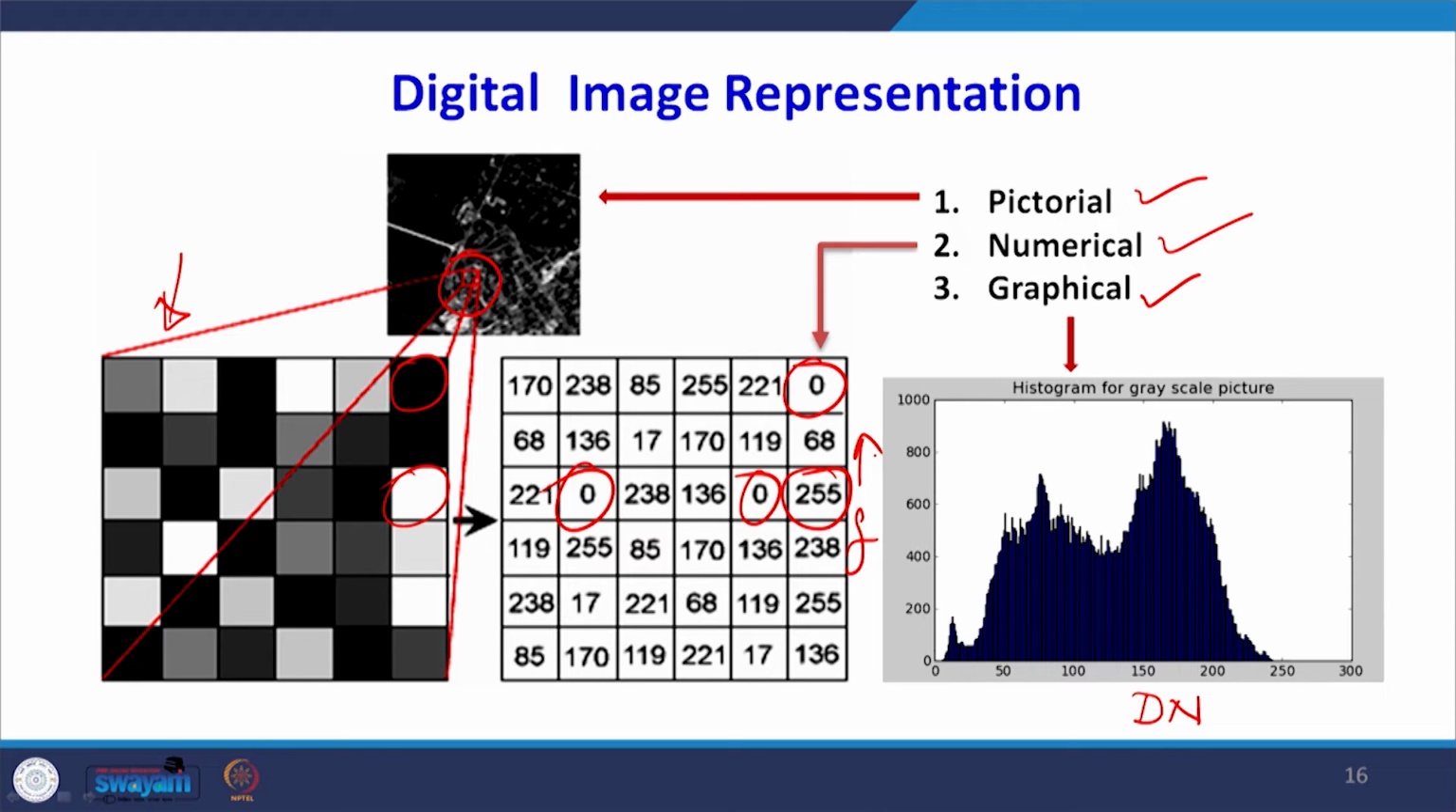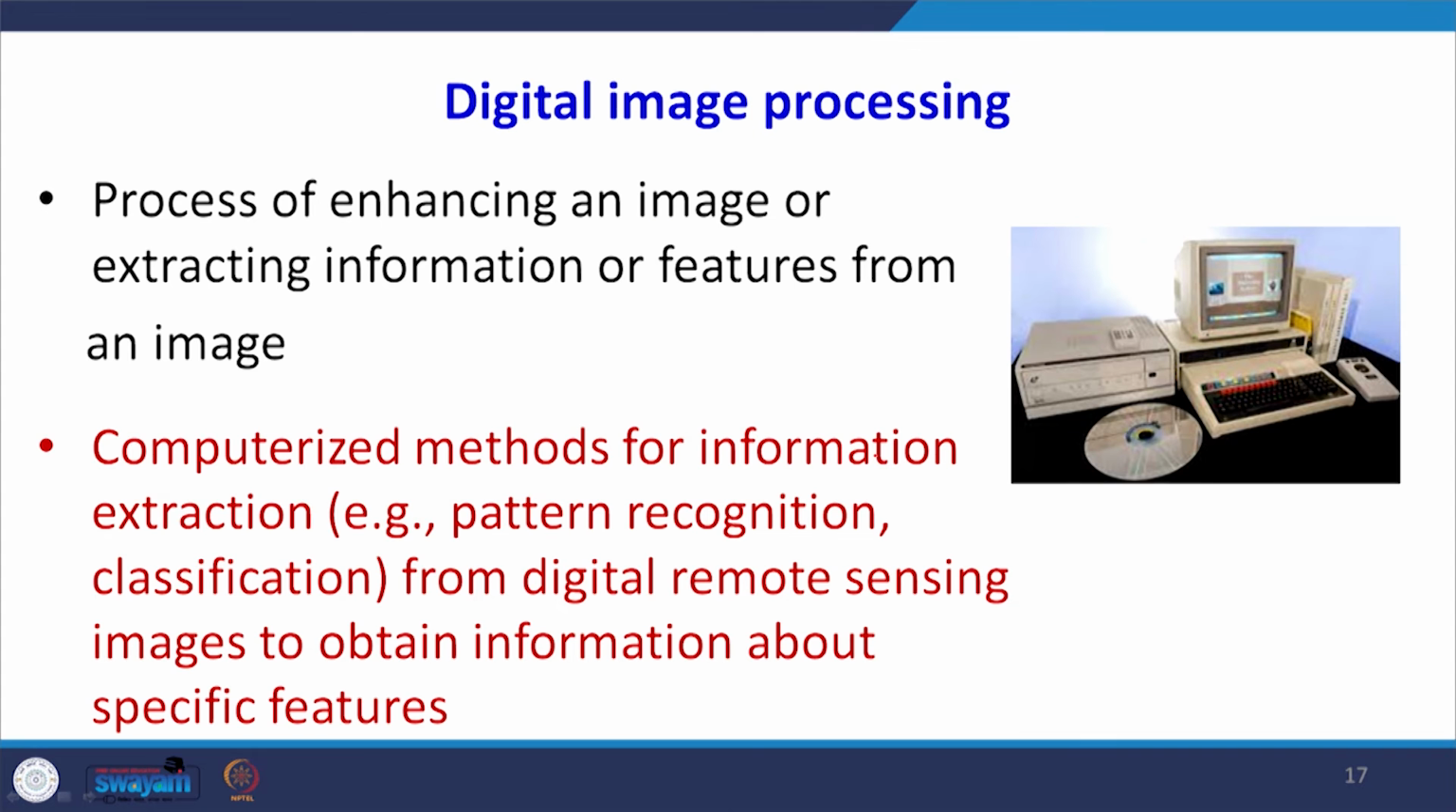When we look at the graphical representation, this is called the histogram, and this histogram is also very important to give us the quality of the image, which we will discuss in the next lecture. Now, when we are talking of digital image processing, what is the process involved? We are basically either enhancing the images, applying corrections to the image, or extracting information from this image. So what we require is a system and a software which can help me in identifying the pattern. We can do pattern recognition, we can do classification from these satellite images and identify very specific features.